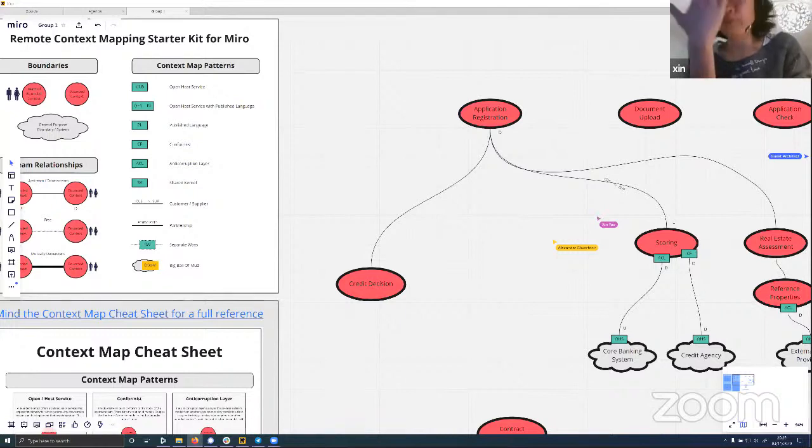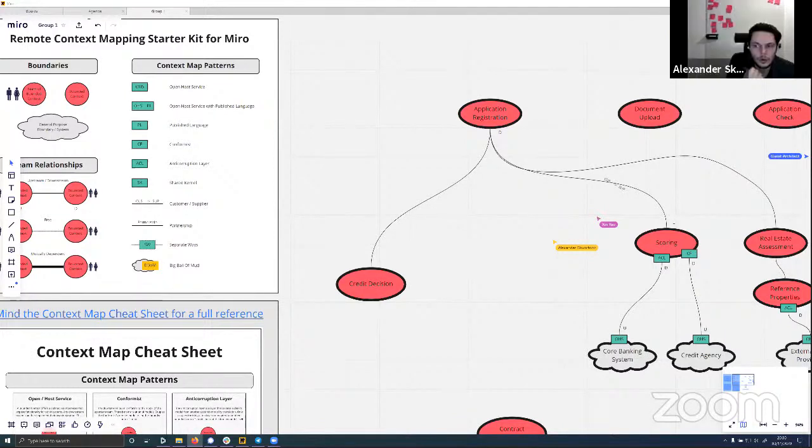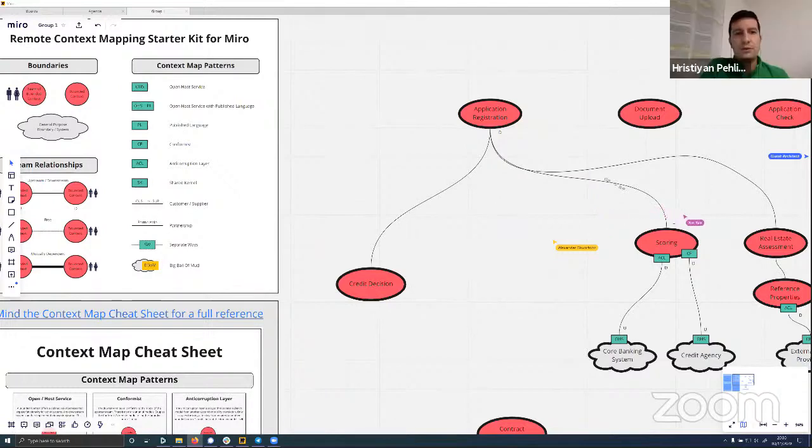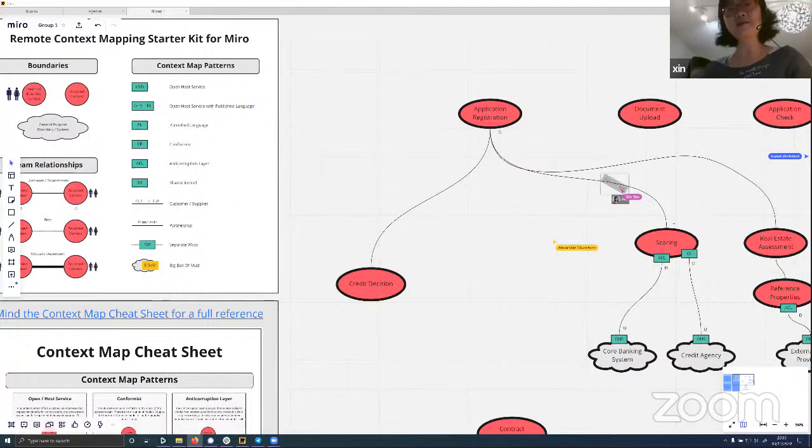I just don't have the imagination to think what kind of veto power the application registration bounded context can have on scoring, because scoring has a set of strict rules. I would also think that scoring will have the veto power, and application registration just follows everything. This would make application registration a conformist, right? Yeah, exactly. So if that's the case, then it's the conformist we have done before.